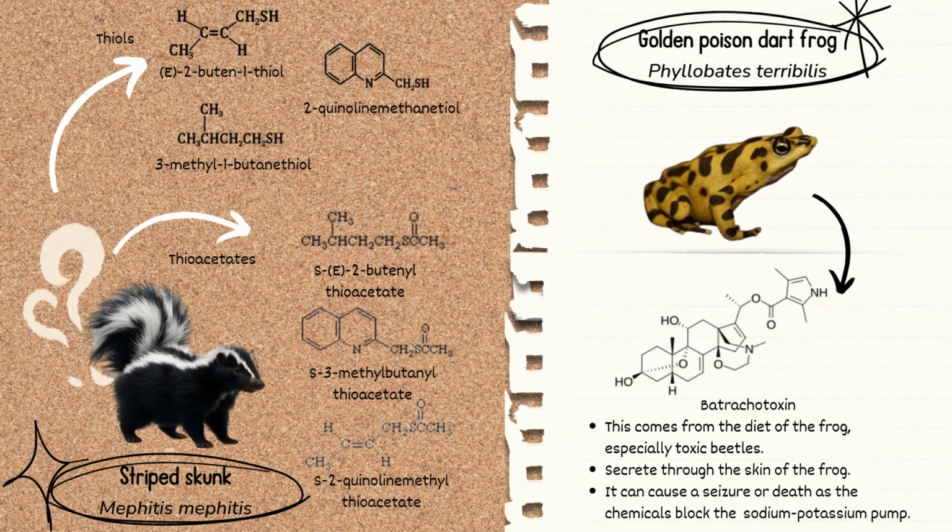Next, we have the golden poison dart frog. This frog has an extremely potent alkaloid, which is batrachotoxin. This toxin is derived from their diet, specifically toxic beetles. It is secreted through the skin and disrupts sodium-ion channels in nerves and muscles, causing paralysis or death in predators. Other than that, the frog has a bright color to signal its toxicity to potential threats.